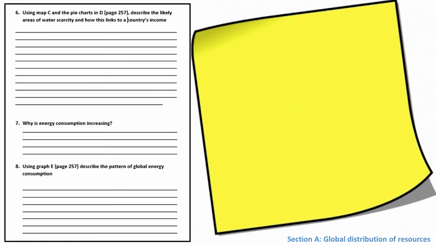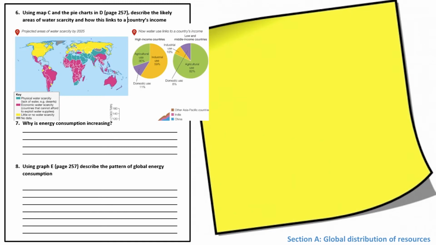Okay, so we're looking at questions 6 to 8 in the resource booklet now. Question 6 asks us to use maps C and the pie charts in D, page 257. It should look like this, to describe the likely areas of water scarcity and how this links to a country's income. Question 7 asks us to consider why is energy consumption increasing, and 8 asks us to use the graph on page 257 to describe the pattern of global energy consumption.